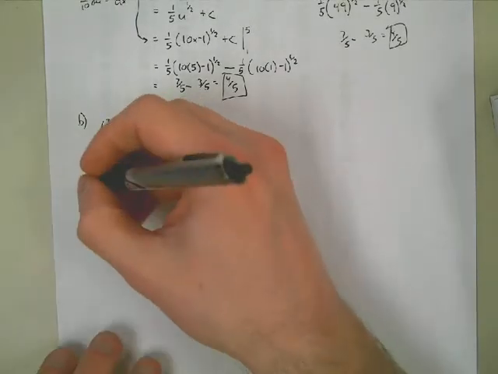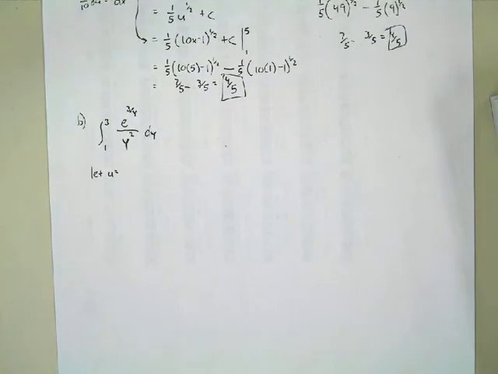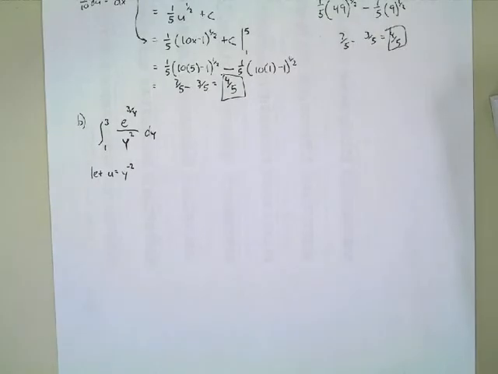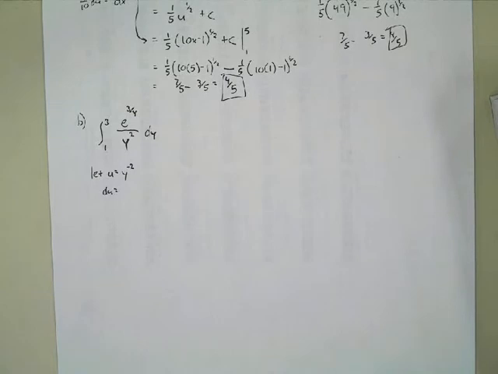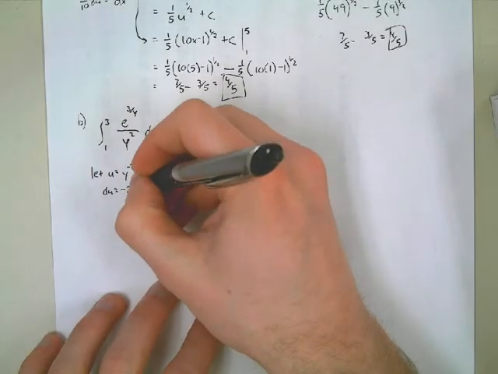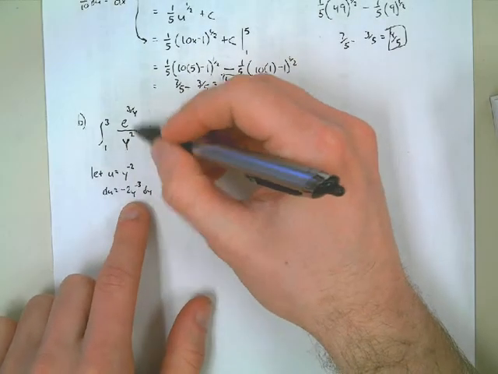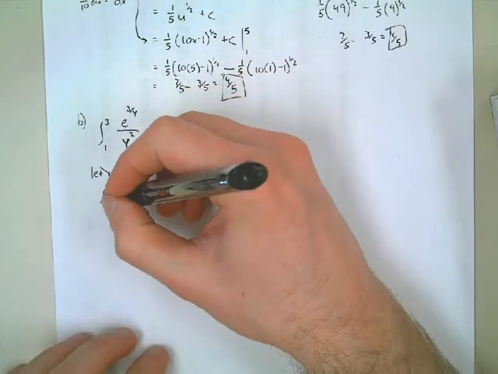So what should we let u equal here? Y to the negative 2? All right, let's try y to the negative 2. Okay, du equals, what's the derivative here? It would be negative 2y to the negative 3. Okay, you can see we're going to have some problems here. We don't have a y to the negative 3 anywhere in the problem, so that's going to be tricky for the substitution. That's not the correct u substitution.